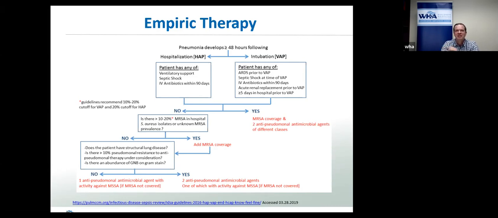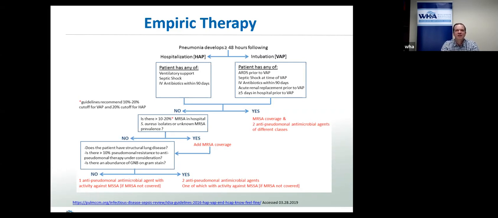If you're in the HAP box, the hospital acquired pneumonia, and the patient is not in ARDS, they're not in septic shock, you are now moving away from that double pseudomonal coverage. But you're thinking about MRSA coverage. Should I add MRSA coverage, you ask yourself? Well, let's look at my hospital biogram. If your MRSA rates are between 10 and 20%, then there's a high risk for methicillin-resistant Staph aureus, and you should probably add some MRSA coverage.